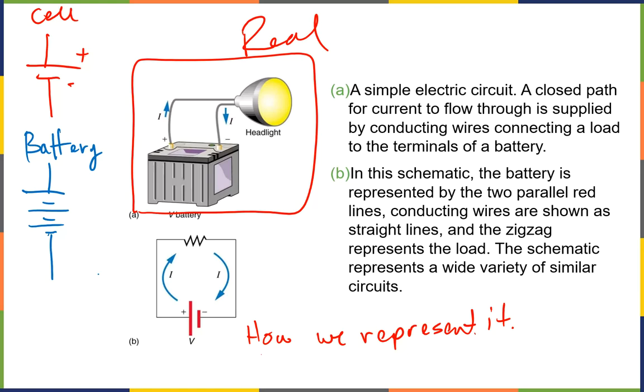Then we have this headlight, and inside that headlight, what you have is a wire that is getting hot and taking energy from the charge. And so we call that a resistor because it's resisting charge flowing through it. It takes energy to force charge through it. That's how we get the name resistor, and we draw a resistor like this.